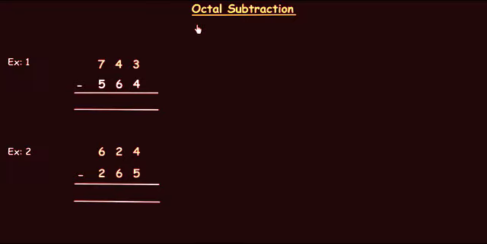In this lecture, we will learn octal subtraction. The first octal number is 743 and the second octal number is 564. In subtraction, we have to start from the rightmost digit. We have 3 and 4. 3 is smaller than 4, so we have to take borrow from the next position.